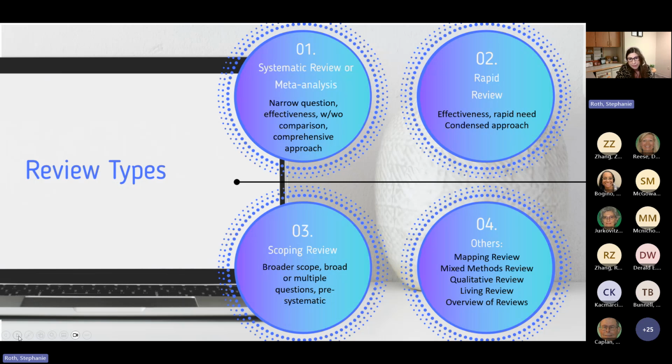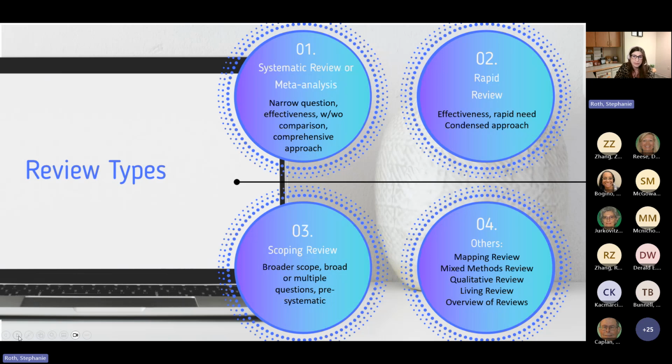I was also going to say the rapid review is used for when things need a rapid assessment of the literature, like in COVID, when we needed to find information a lot faster, so we saw a lot more rapid reviews. And then there are scoping reviews. They answer a broader question and have a broader scope. They may have multiple questions. They're more exploratory and sometimes done pre-systematic just to see what information exists, what studies are published around this area.